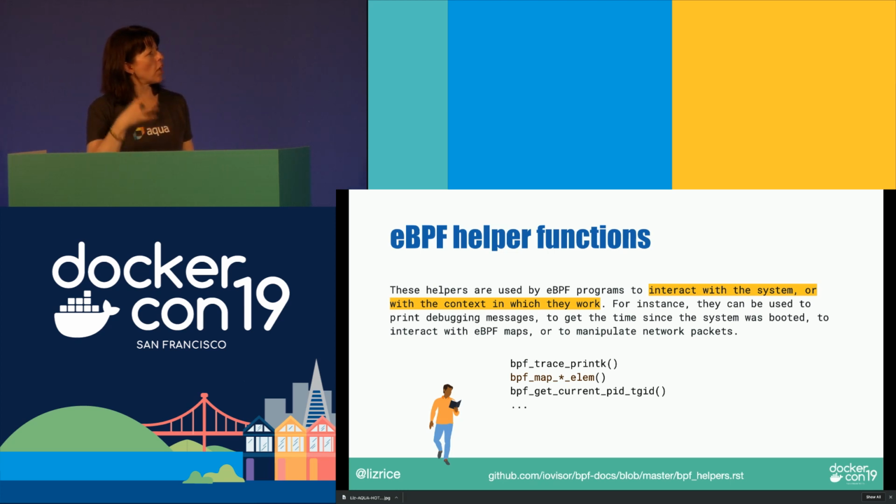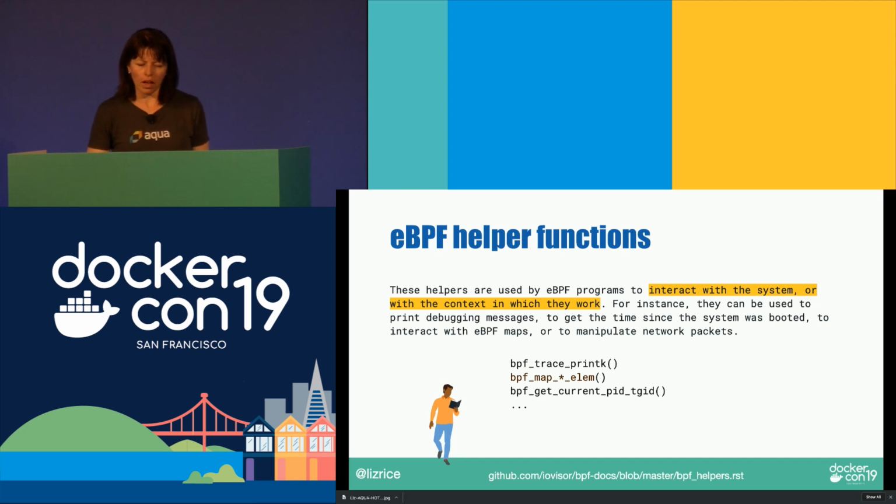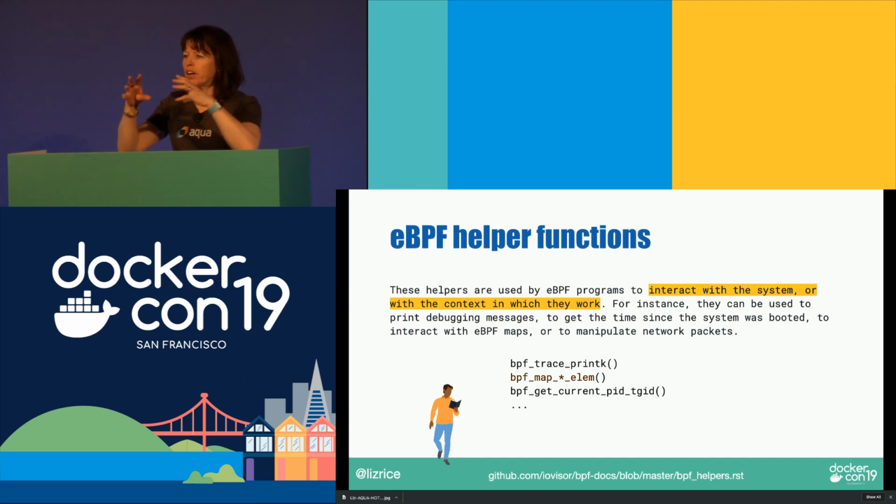And you've also got a whole series of these helper functions for finding out about the current context of where this BPF program is running. So things like what the process ID is, what the current process name is. You can get things like the time of the system. All the kernel side stuff is done through these helper functions.